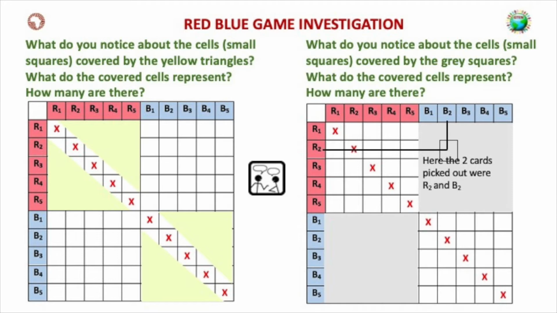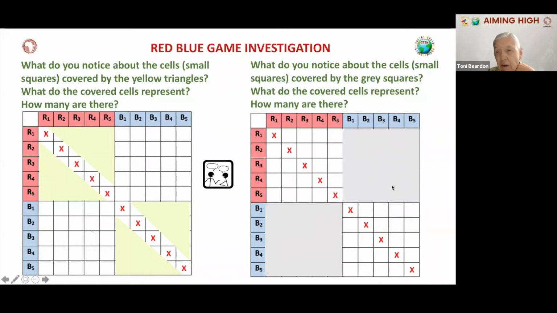These grey squares show different. It shows you that the blue 2 card and the R2 card come up, and they're obviously different colours. If I go to here, this is the B4 card and the R3 card. And down here, the cards are again a red or a blue card. They're not the same colour. So the greys cover up where you've got different coloured cards that come up.